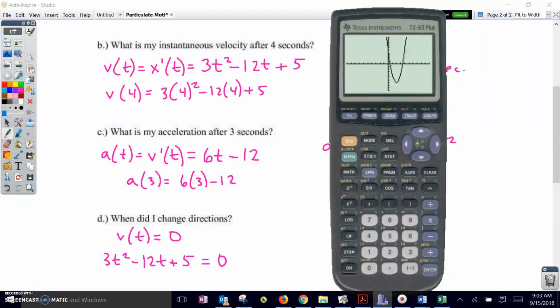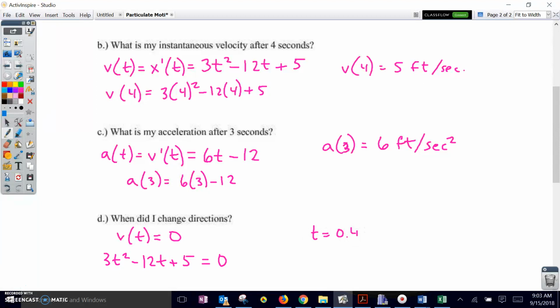And one of the things you can do on your AP exam without showing any work is solve an equation. And this is a really good way to do that. Just go ahead and take that function, graph it, and find out when it's equal to 0. So I'll use the 0 command and find the first intersection point. I'll guess 0.472 seconds.